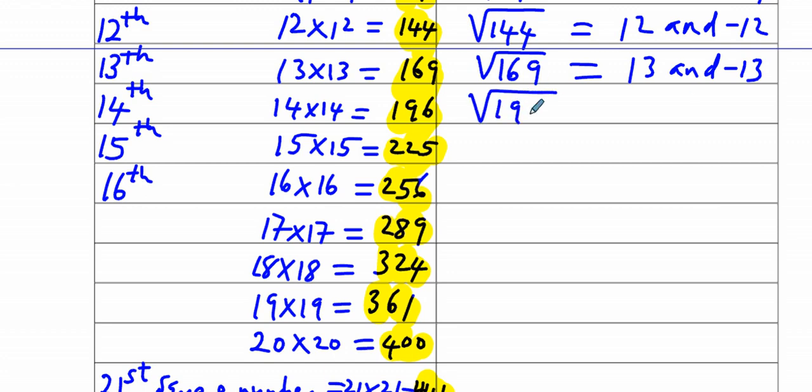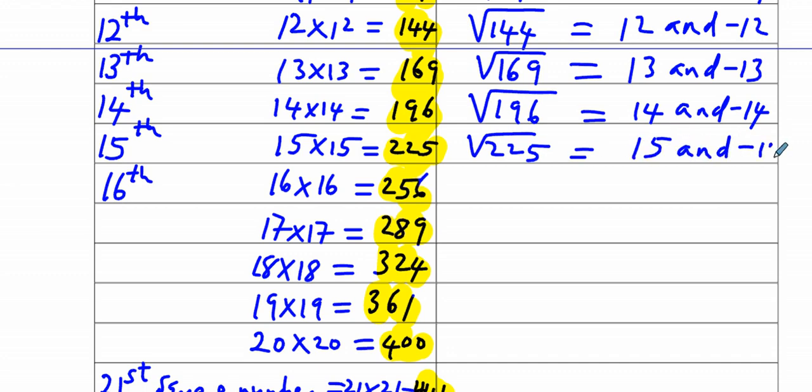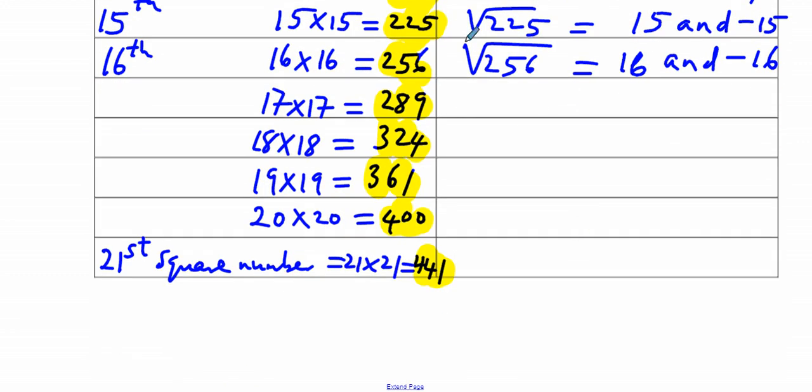The square root of 196 gives you 14 and negative 14. The square root of 225 will give you 15 and negative 15. And the square root of 256 will give you 16 and negative 16. So far, so good. Lastly, we have 289, which equals 17 and negative 17.